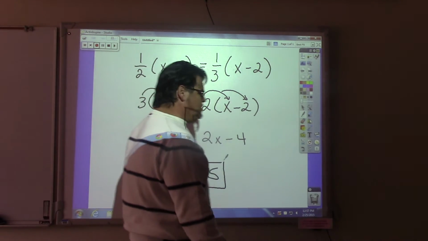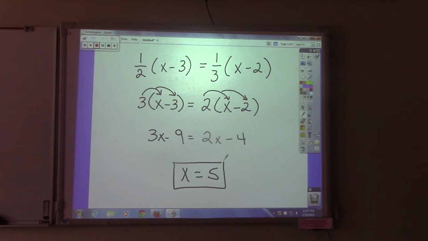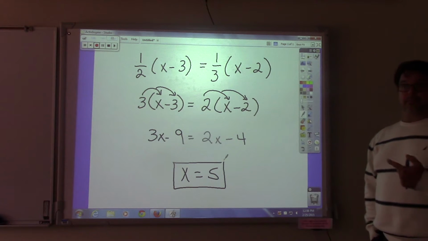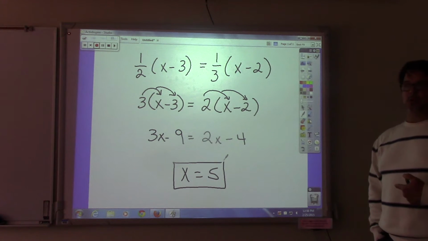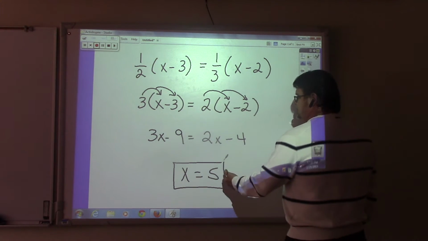Now what does that number do? x is equal to 5. What does it do to the equation? If you plug in that 5, what will it do? It'll equal the equation. It'll make both sides what? Equal. And so it is the solution to this equation.